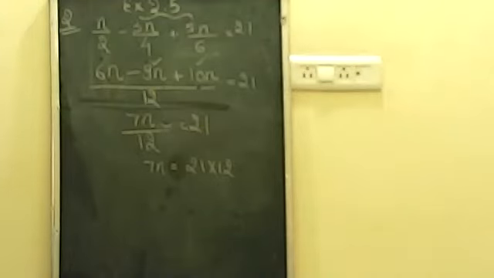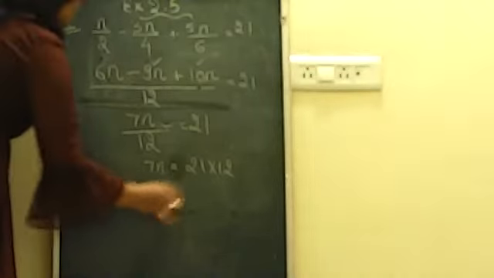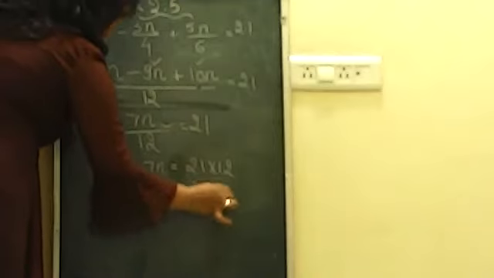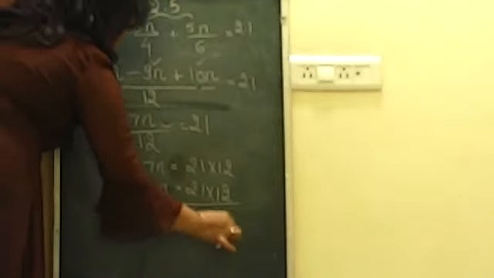I am not going to solve it. Okay, I will multiply at the last. This step of mine will be the very last one, beta. So n will be 21 into 12 divided by 7.